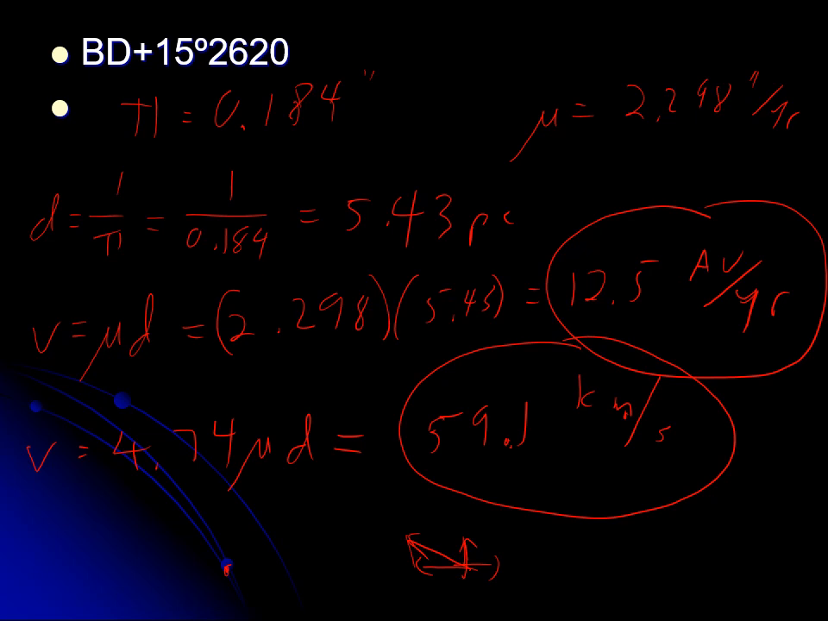But this is an example here of how to use the proper motion to find the motion in space, or we call it the tangential motion, because we're just finding the motion that is perpendicular to our line of sight. So this is the side-to-side motion that we're finding.